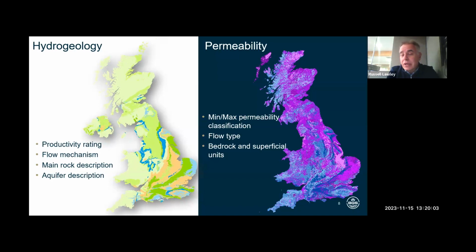Related to the hydrogeology, on the right-hand side is the permeability data set. I think this only went into Rome last year, so I'm not quite sure if we actually talked about it last year. So it does what it says on the tin, basically. We describe the min-max permeability and then the flow type for each geological unit that you can see on the 1 to 50,000 scale geological map. So there's a description for min-max permeability, flow type, matrix or fracture flow, or a combination of the two, and then a basic description of bedrock and superficial units.